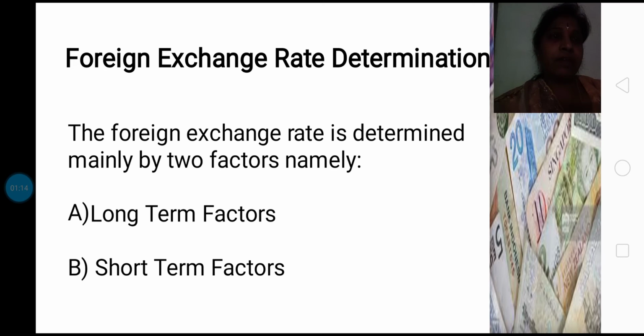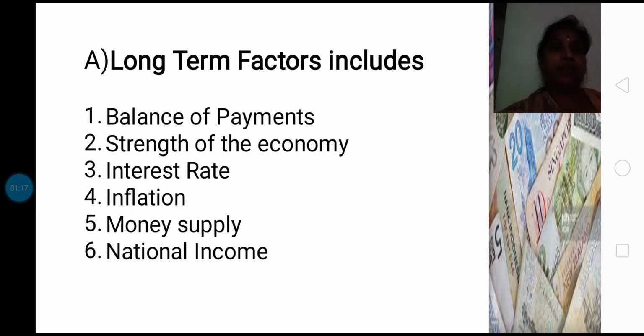So first let us discuss long-term factors. Long-term factors include balance of payment, strength of the economy, interest rate, inflation, money supply and national income. Now let us study one by one in detail how these long-term factors will impact exchange rate determination. Exchange rate determination means how to fix the exchange rate. While fixing the exchange rate, what are the factors that will influence the value of the currency?